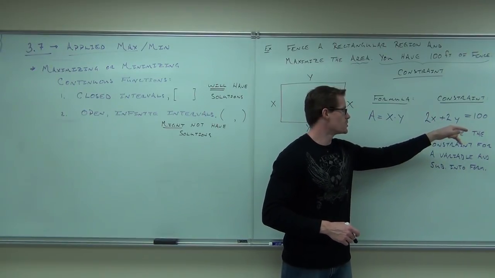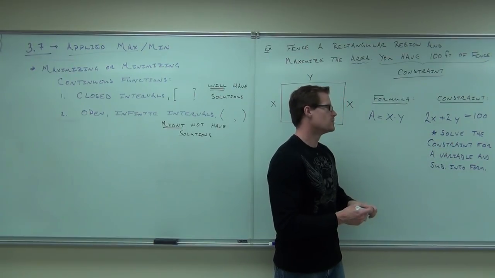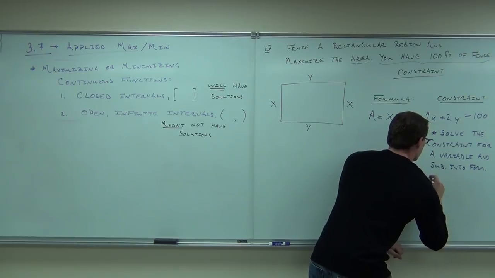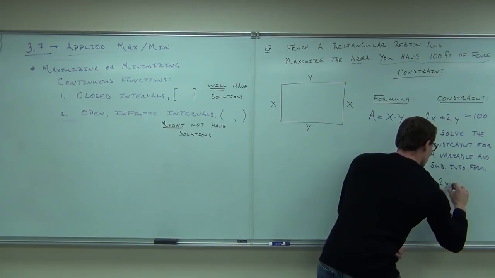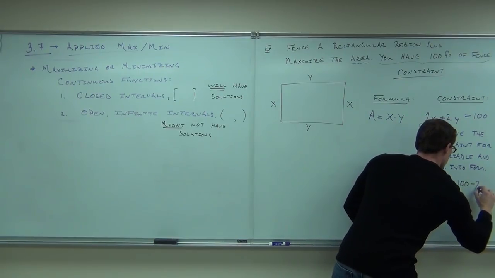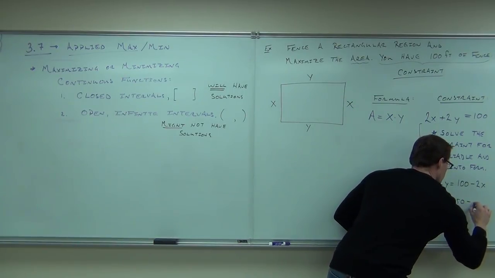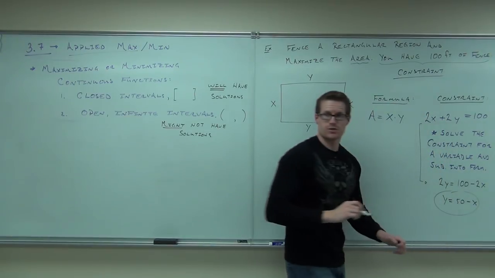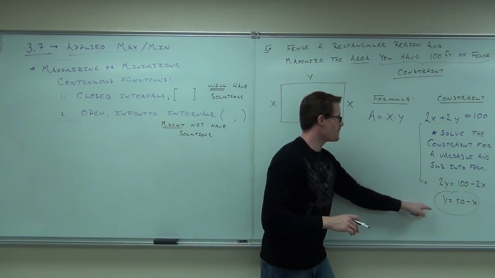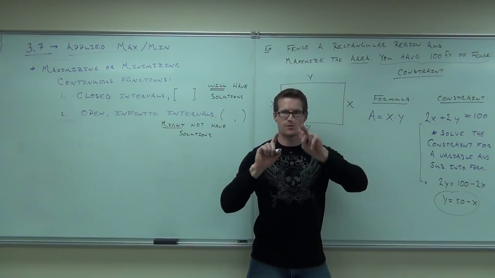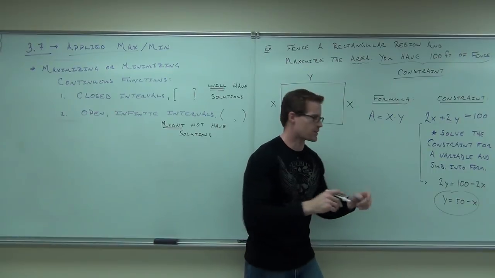So I'm going to subtract 2x, I'm going to divide by 2, and I'm going to get 50 minus x. Yeah, if I divide everything by 2, I'm going to get y equals 50 minus x. So far, so good? What that does is says, okay, now that I have y equals 50 minus x, let's take that and put it here. That changes our formula from two different variables into one variable, and that says I can do something with calculus with it.